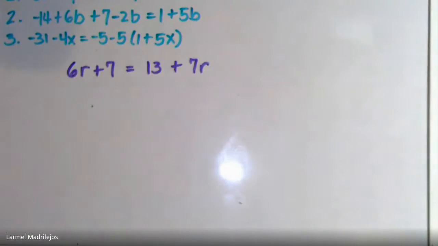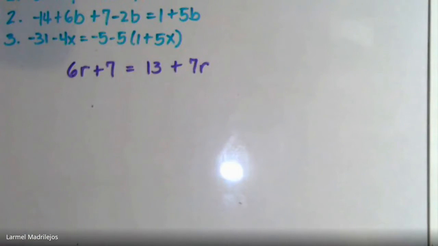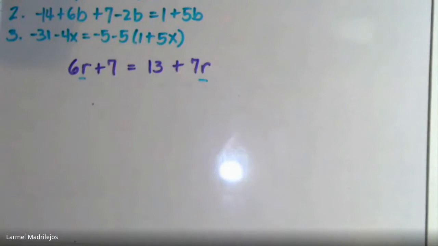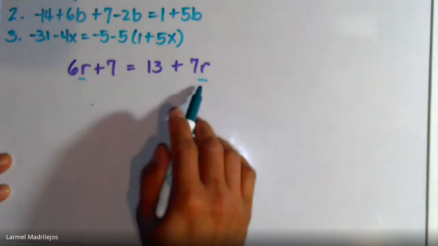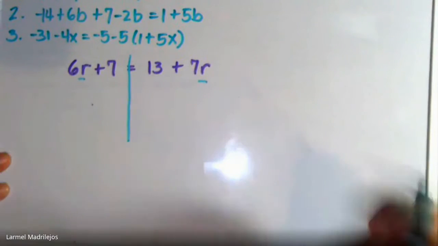The vocabulary words that we're going to use are isolate, inverse or opposite or undo, and like terms. Those are the words that you're going to hear in this topic. The first thing I want to do is look for the variable. I have 2 variables here, which are 6r and 7r. If you see, this expression is equal to that expression. So what I do with my students, I draw a fence.